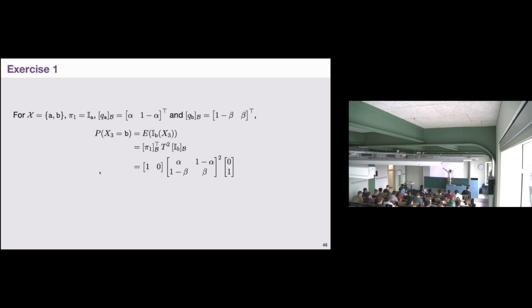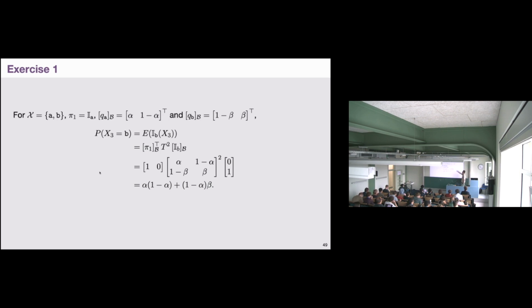This is the indicator of A, so it's 1 on A, 0 otherwise. For the transition matrix, we just fill in this as the first row, this as the second row, and then this is the column vector of the indicator of B with the 0 on A and 1 on B. And now we do the matrix calculations, and we should get this: alpha times 1 minus alpha and beta times 1 minus alpha. Yes. Good. We can do a quick sanity check here.